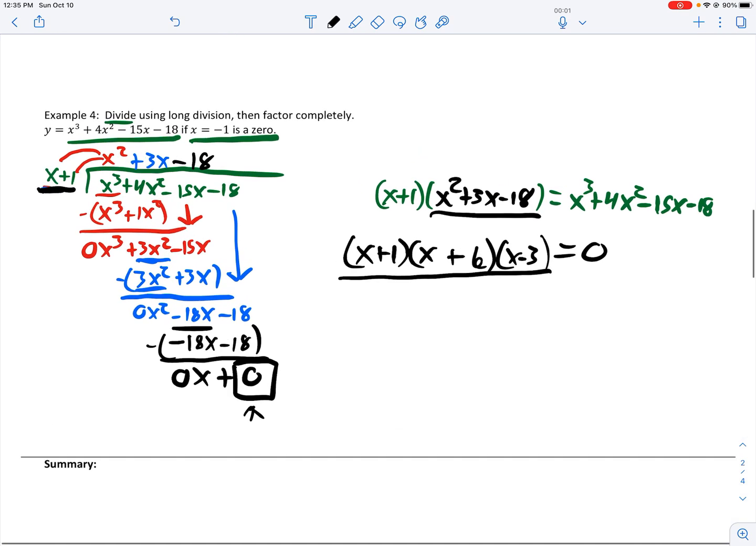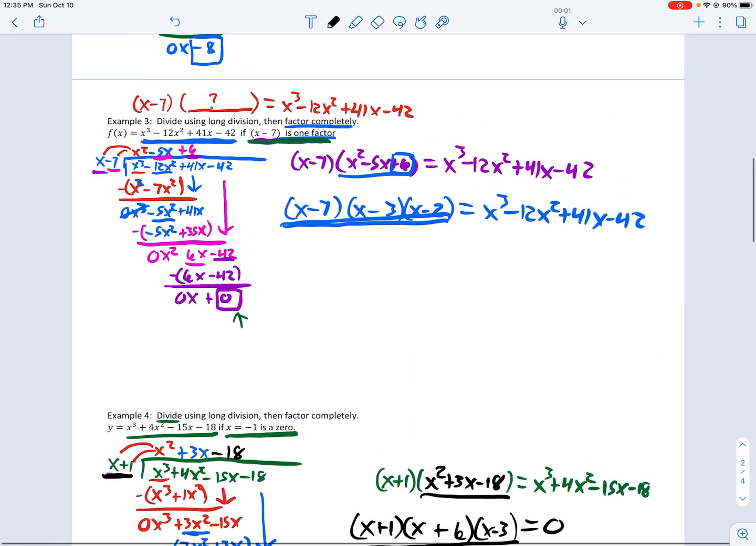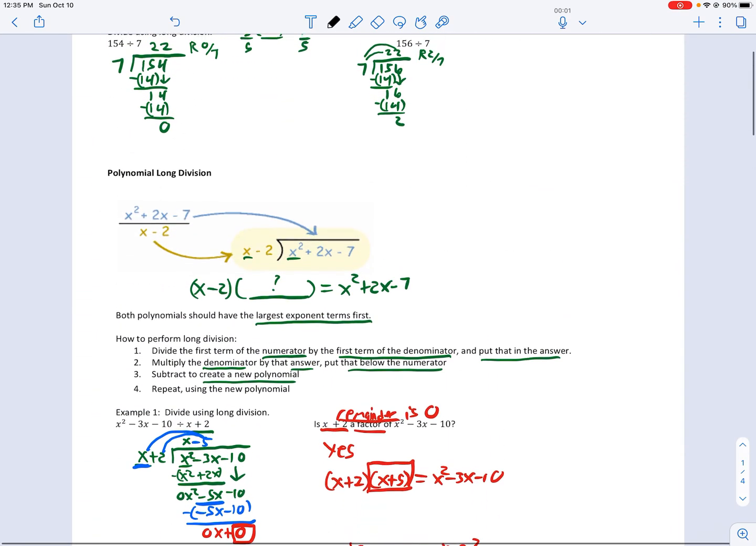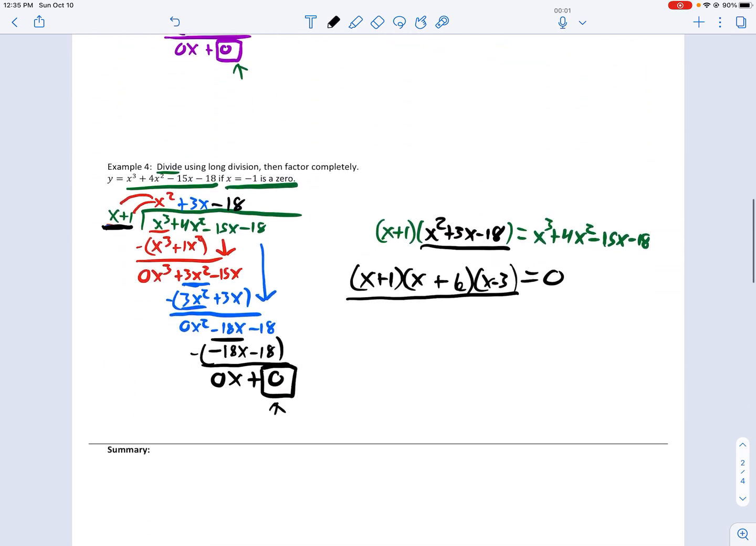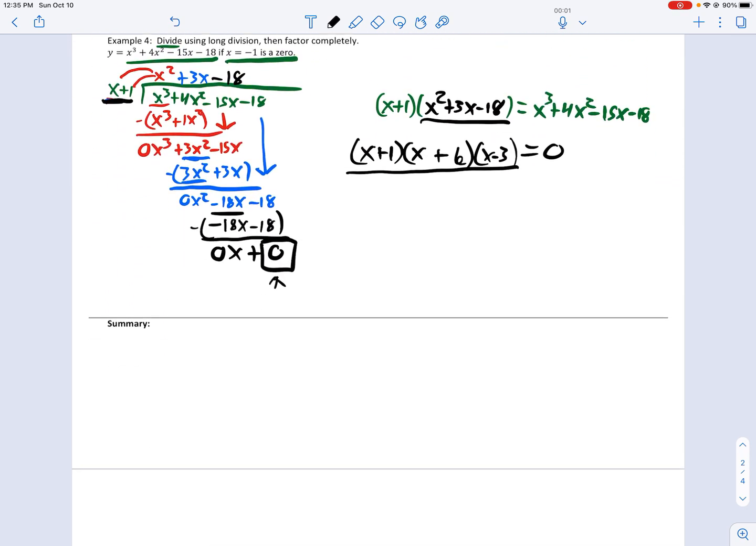So again, this is factoring by division. This is what we call polynomial long division. Make sure you answer the essential question at the top of the notes, right? When you're writing your summary, remember, your summary should be 3 to 5 sentences long.